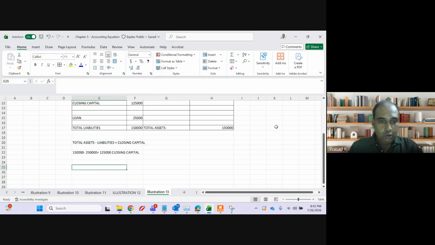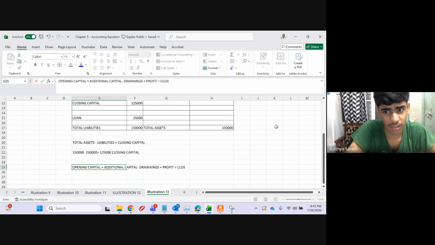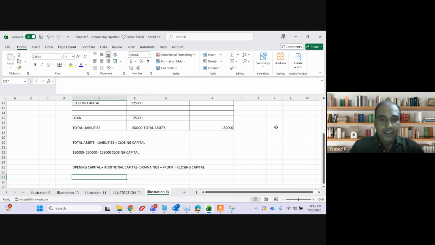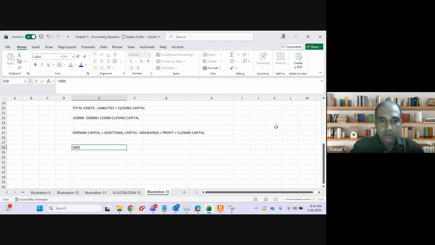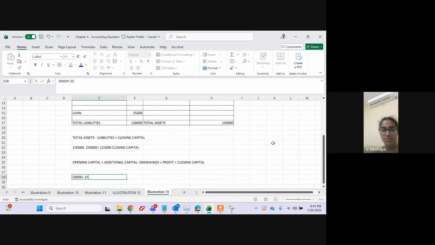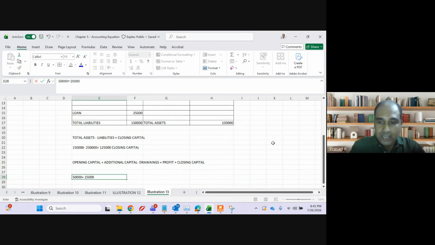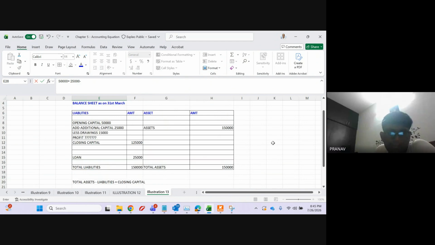Opening capital plus additional capital minus drawings plus profit. What will this be called as? Closing capital. Fantastic, guys. Now my opening capital was how much? I know everything. Opening capital was how much? 50,000. Plus additional capital was how much? Additional capital is 25,000, sir. 25,000. My drawings is how much? 15,000.